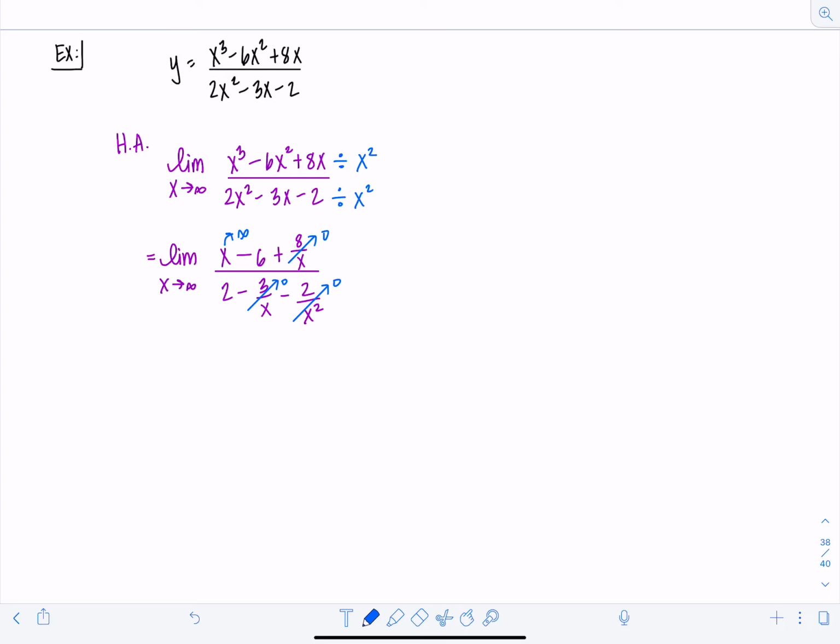So let's see. In the numerator, I've got infinity minus 6. That doesn't matter, the minus 6. Eventually, as x is blowing up, minus 6 isn't going to do anything. Divided by 2, it's still blowing up. Which way is it blowing up? Positive or negative direction? Positive. So this limit is going to be positive infinity.